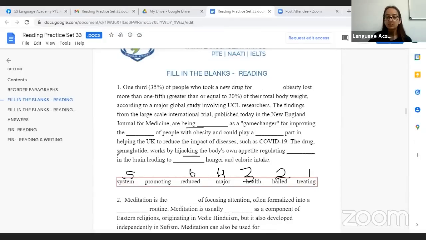Leading to, no, this is not. Reduced is not being used as a verb. Reduced is being used as an adjective to hunger and calorie intake. Leading to what type of hunger? Leading to reduced hunger. Here too, reduced is not an action. It's a type of hunger here.